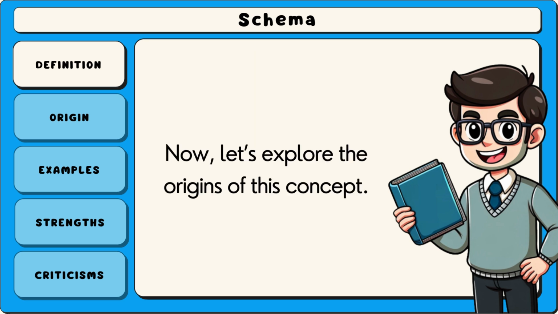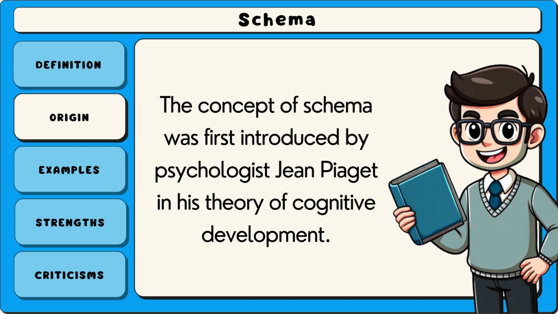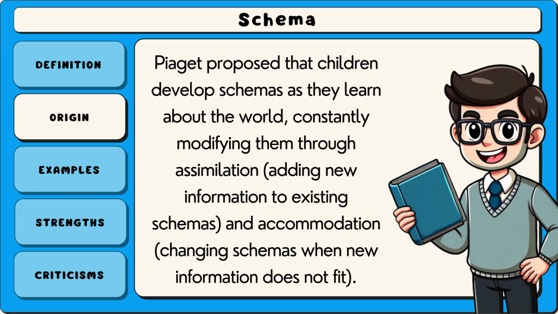Now let's explore the origins of this concept. The concept of schema was first introduced by psychologist Jean Piaget in his theory of cognitive development. Piaget proposed that children develop schemas as they learn about the world, constantly modifying them through assimilation, adding new information to existing schemas, and accommodation, changing schemas when new information does not fit.